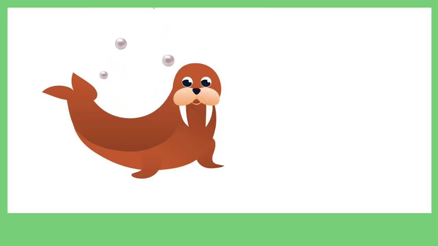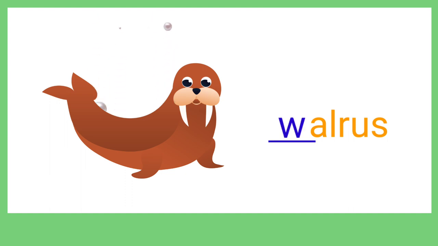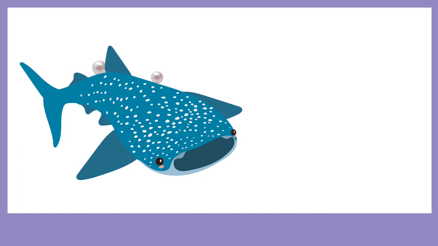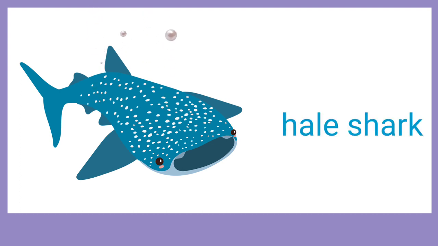And what is this one with tusks? A walrus. Walrus starts with letter W. And what is this one? A whale shark. It starts with what letter? W.